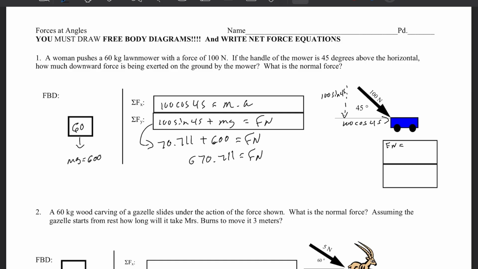I didn't complete my free body diagram because I was able to solve the questions without it, but it would be a good idea to say to the right is 100 cosine 45. Downward, in addition to mg, is 100 sine 45. Upward is force normal.